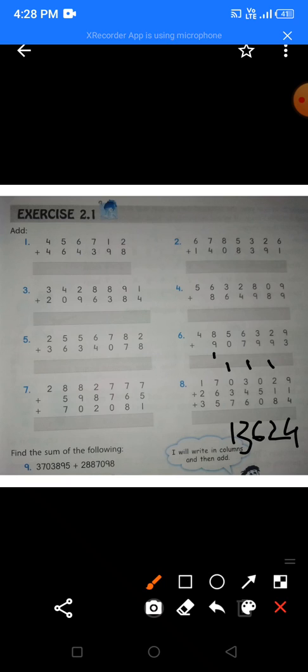Then 1 plus 1 is 8. 8 plus 6 is 14. 14 plus 5 is 19. Again carried 1. 9 plus 1, 2. 2 plus 2, 4. 4 plus 3, 7. So this is my answer. I hope this is clear to you everyone. And you can solve this easily. There is nothing difficult here.